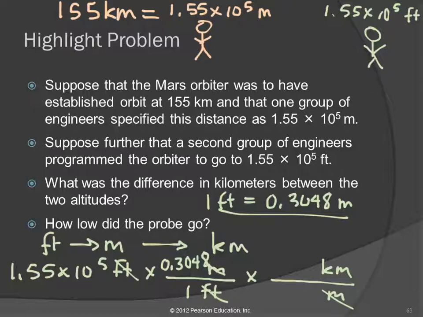Kilometers to meters, we remember that kilo means 10 to the 3rd. Kilo's on the top, so we put 10 to the 3rd on the bottom, which is 1 times 10 to the 3rd. So we've got 1.55E5 times 0.3048 divided by 1E3 equals. So that is 4.7244 kilometers.